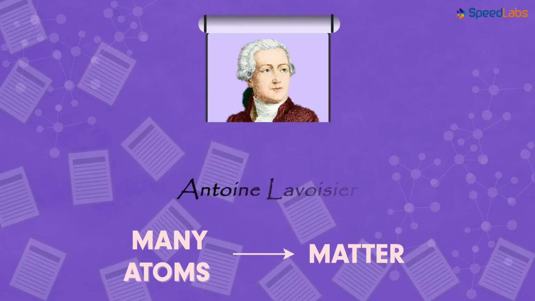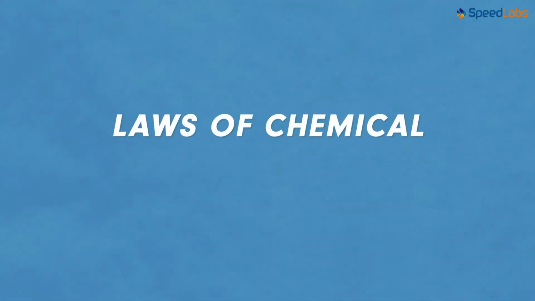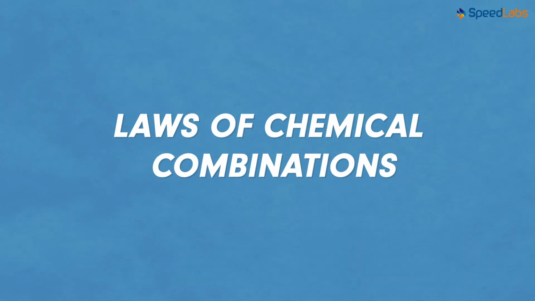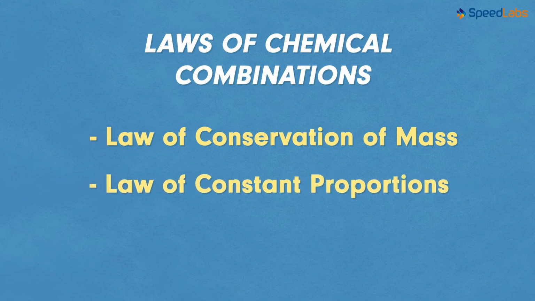Soon a French chemist called Antoine Lavoisier carried out several experiments to finalize some strong and valid concepts. After remarkable observations and ideologies, we could get the two major laws of chemical combinations. The two laws are law of conservation of mass and law of constant proportions. Let us understand each law in detail.